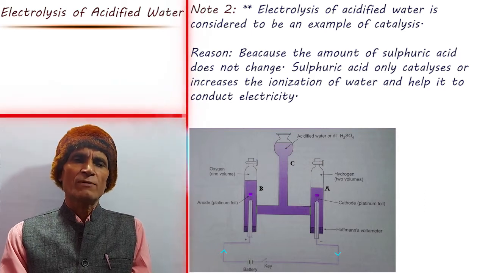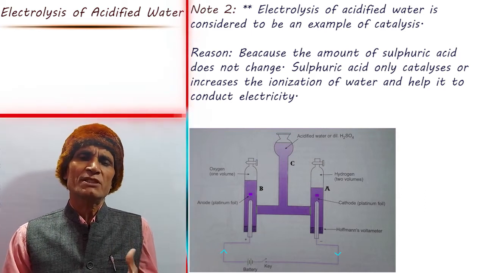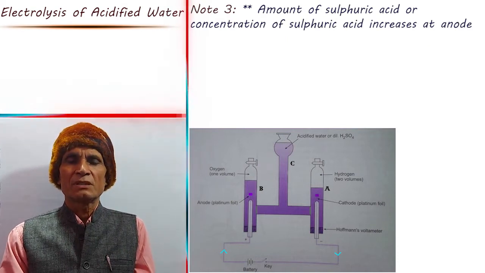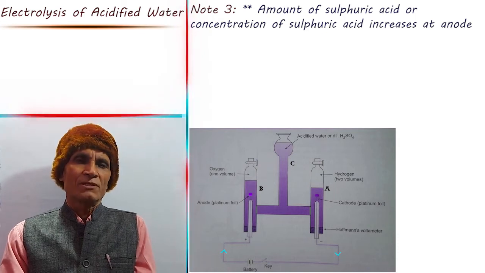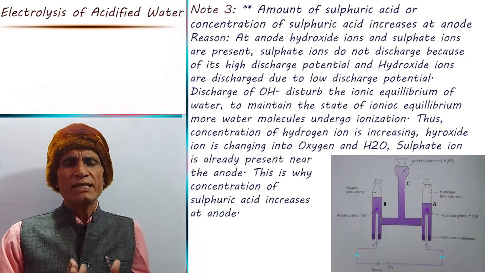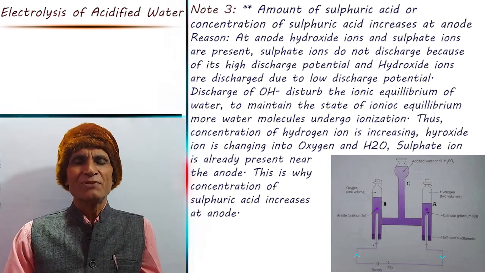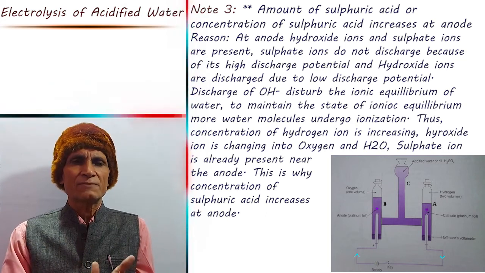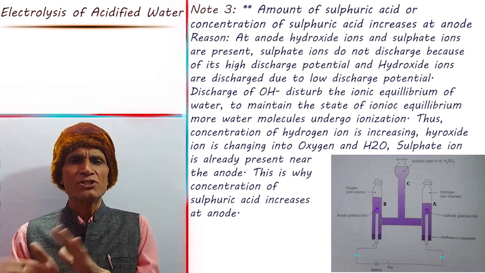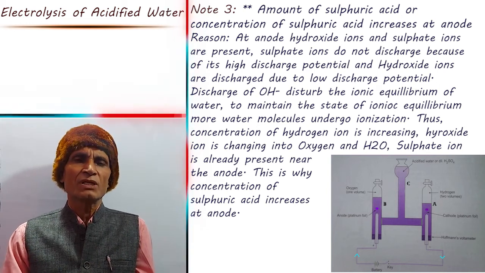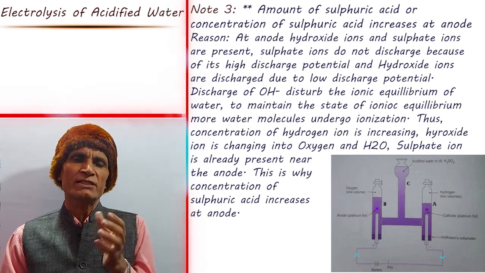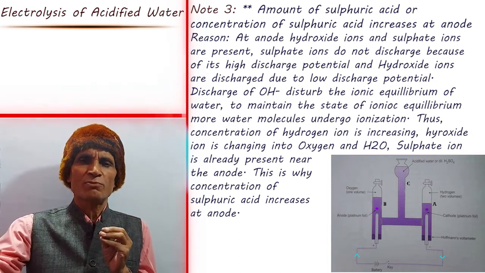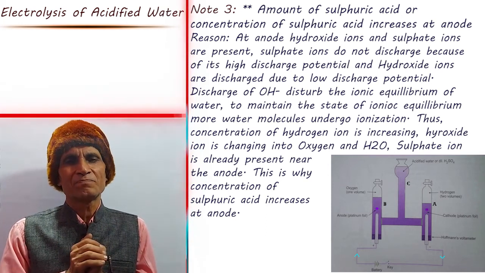Next, the amount or concentration of sulfuric acid increases at the anode. How is it? Because at the anode, hydroxide ions and sulfate ions are present. Sulfate ions do not discharge, and hydroxide ions discharge. When hydroxide ion is discharged and changes to neutral hydroxide, the ionic equilibrium of water is disturbed. To maintain its state of ionic equilibrium, more water molecules undergo ionization.